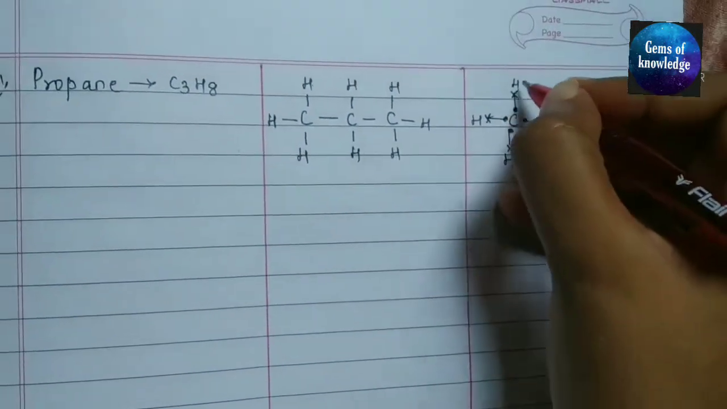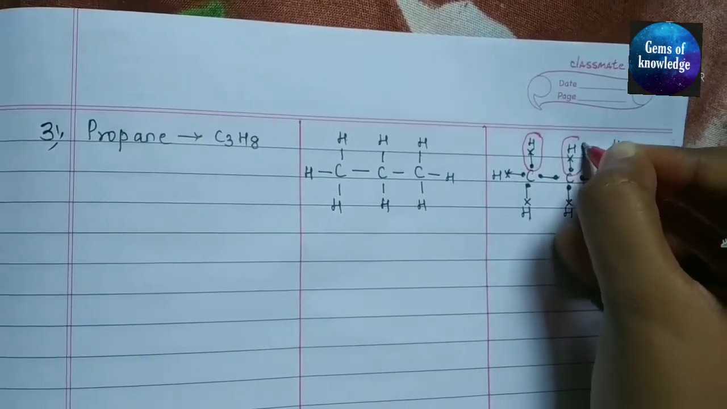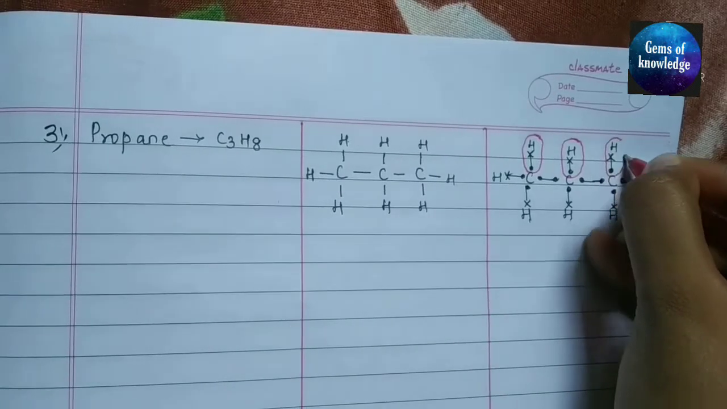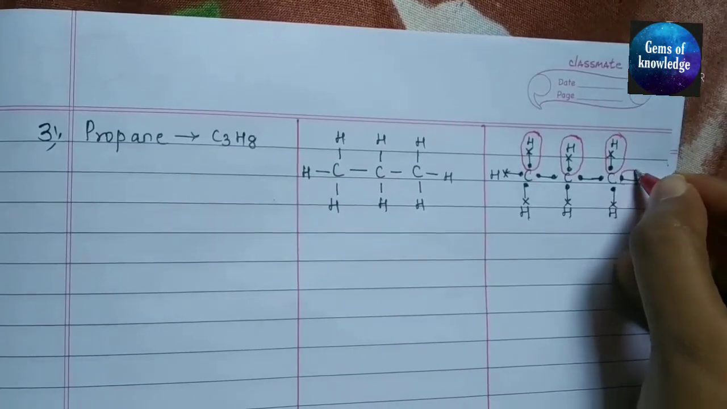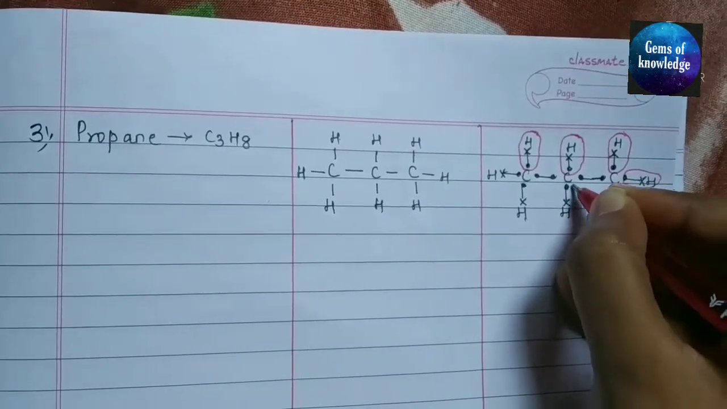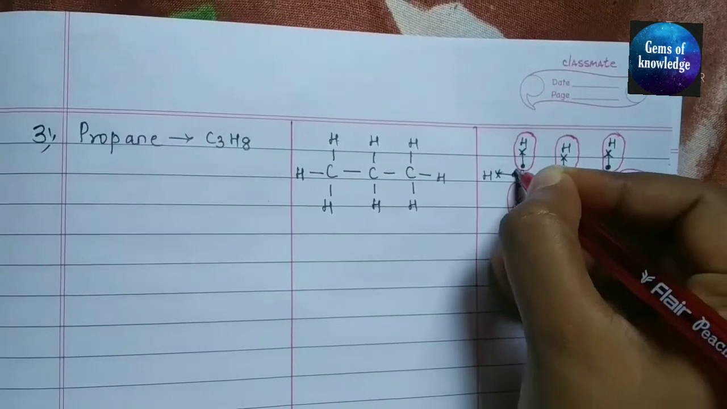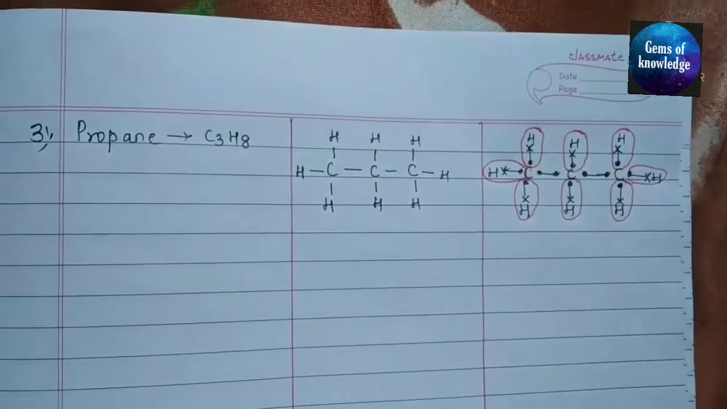Hydrogen will be forming a bond with 2. Here it will form with 2. Here it will form with 2. Similarly here also with 2. Okay. Here 2 electrons. Here 2 electrons. 2 electrons. And 2 electrons.